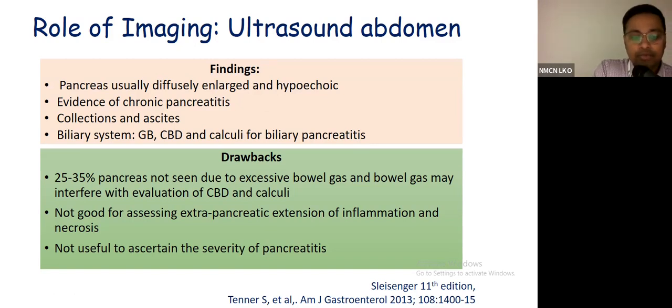In 25 to 30% of cases, we get reports that the pancreas is not visualized due to excessive bowel gas, and it may interfere with the evaluation of CBD and calculi. It is also not very good for assessing extrapancreatic extension and not useful to determine the severity of pancreatitis.